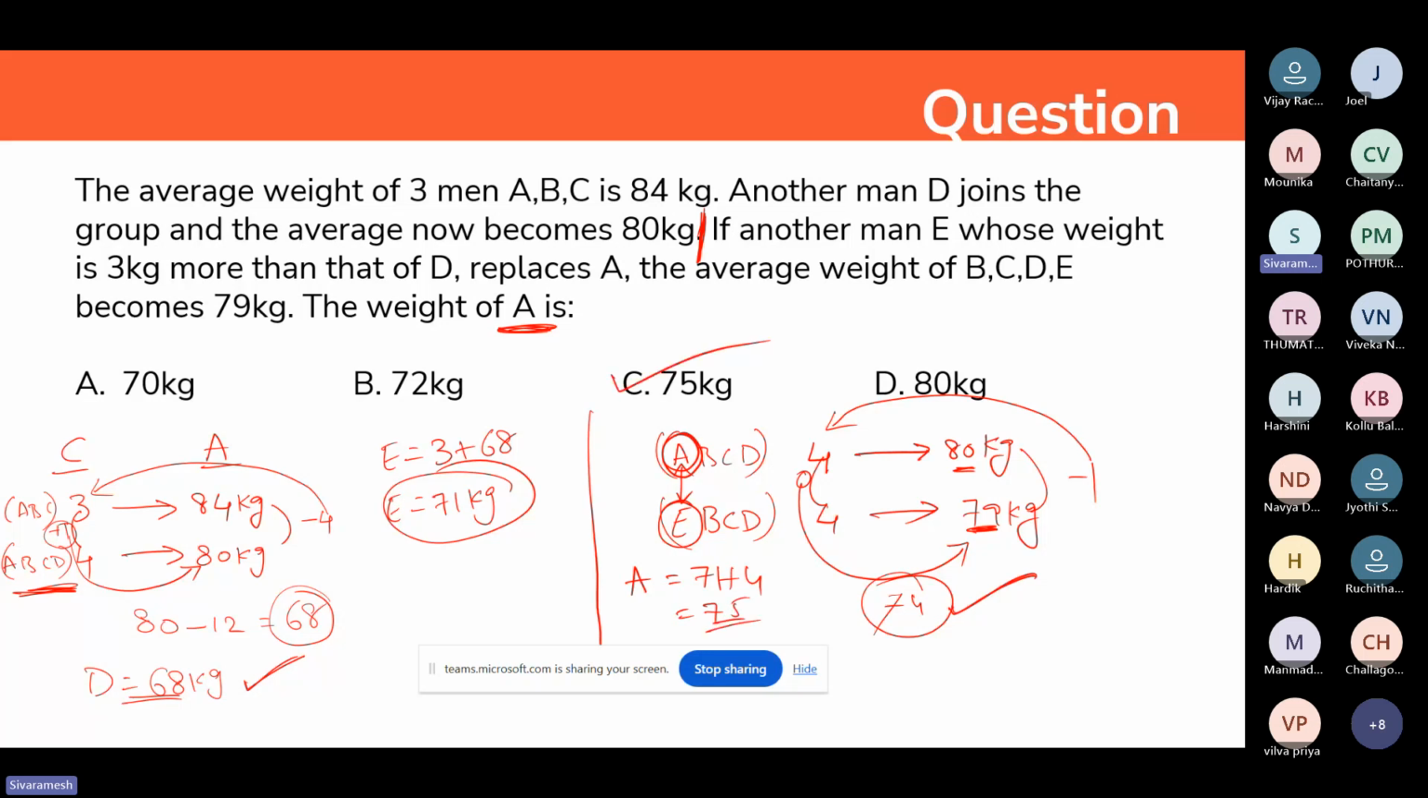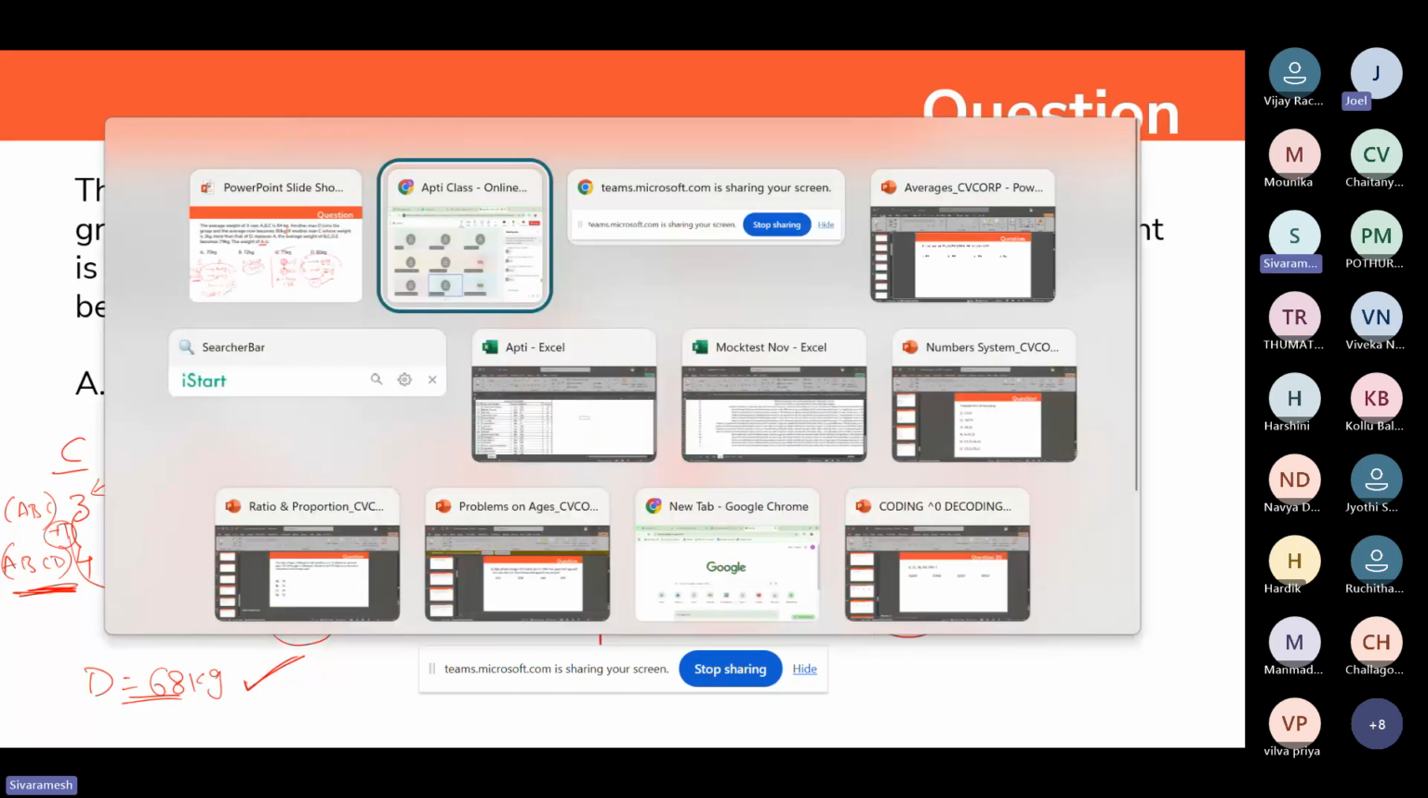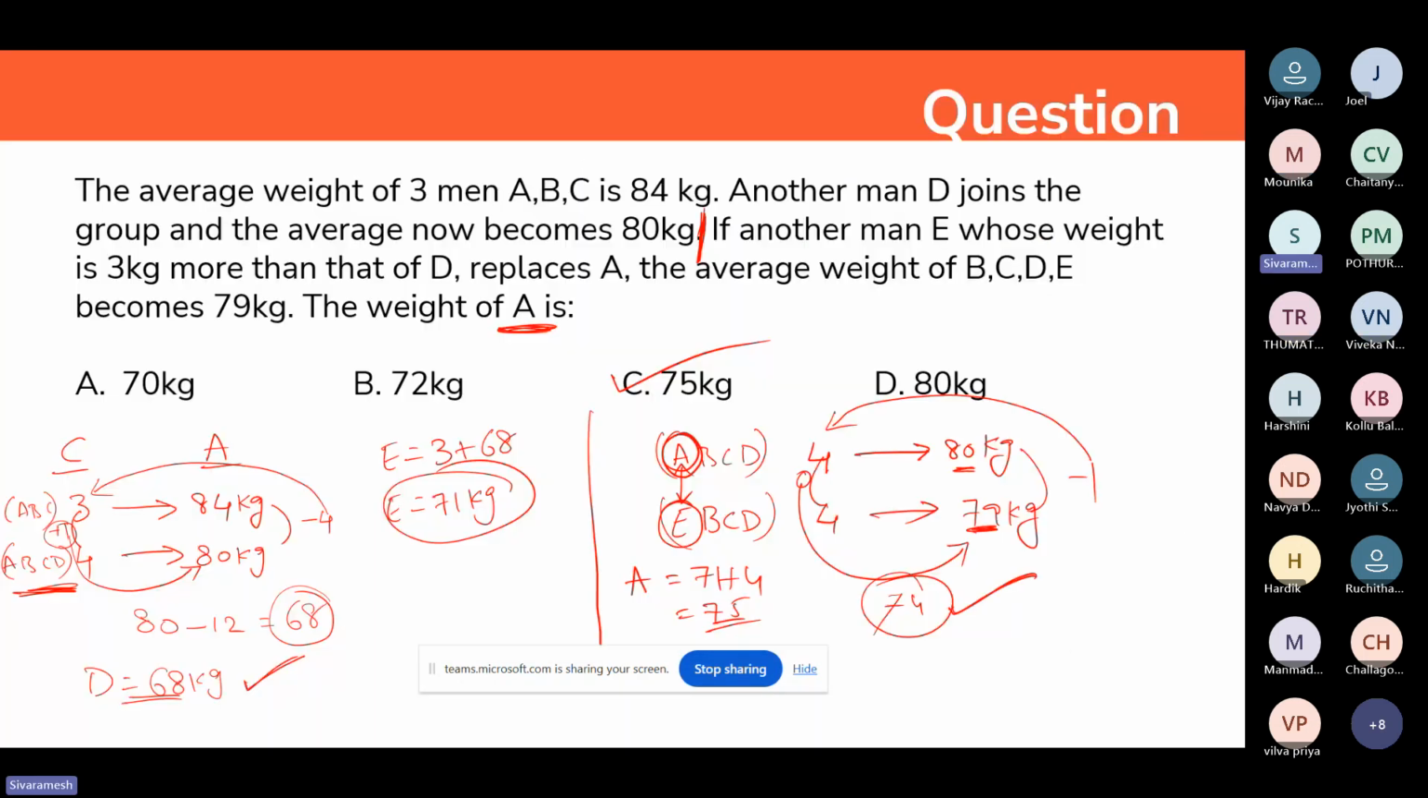These are very important applications, guys. In averages, mostly you will get questions in the exam like person added, person removed, or person replaced. Make sure that you are clear with these particular solutions. Whether it is added, removed or replaced, you should be confident enough to solve these types of questions. Are you clear on this question? Yes, sir. Okay, we'll move to the next one.